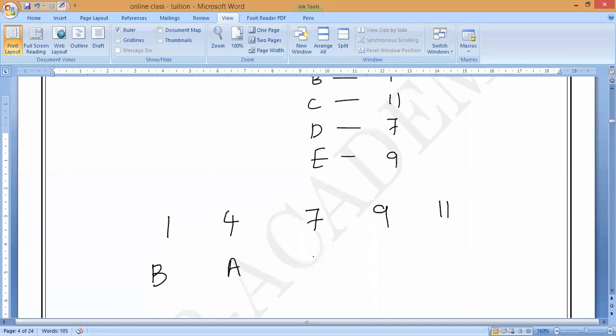Next one is indicating A, 7 is indicating D, 9 is indicating E, and C is indicating 11. Now that's all. So all your answer is over.